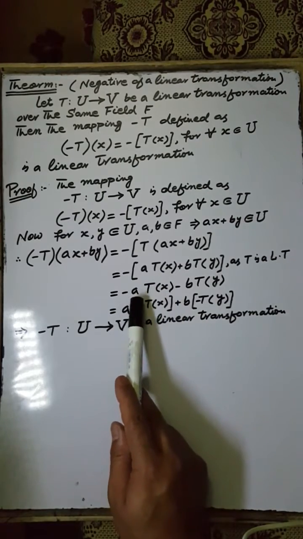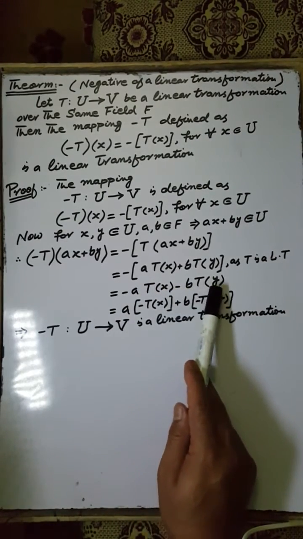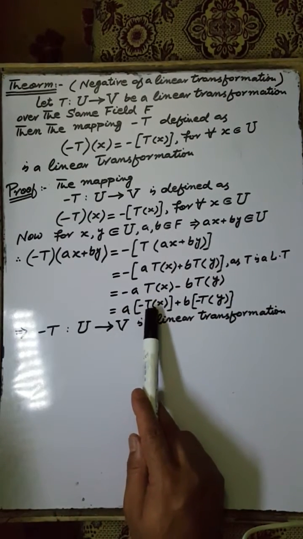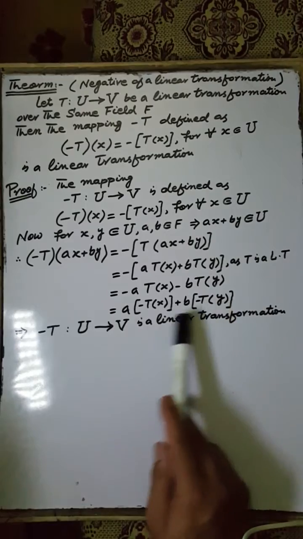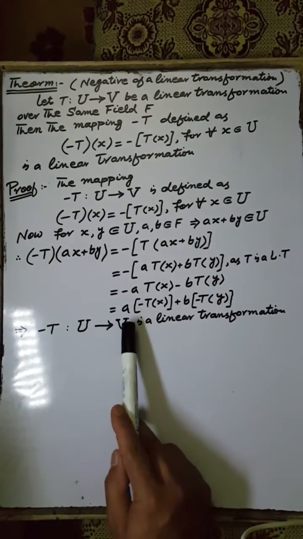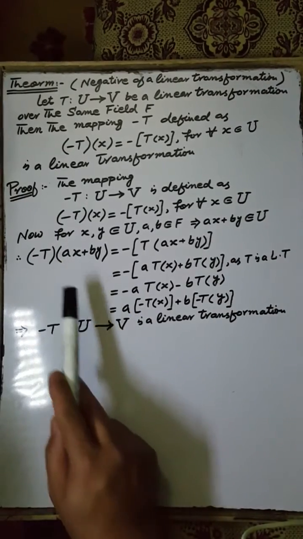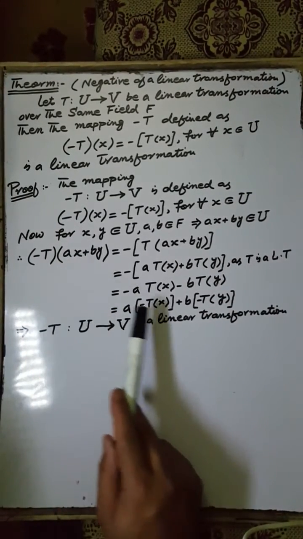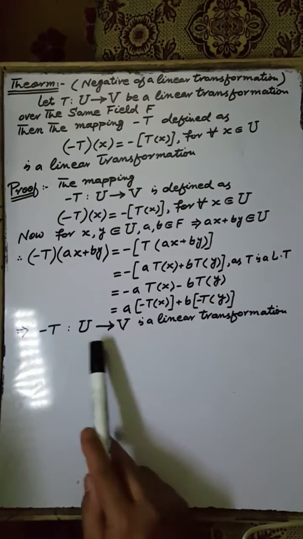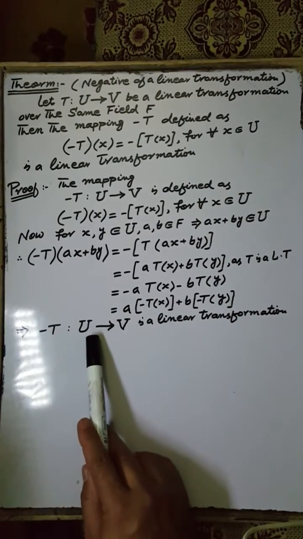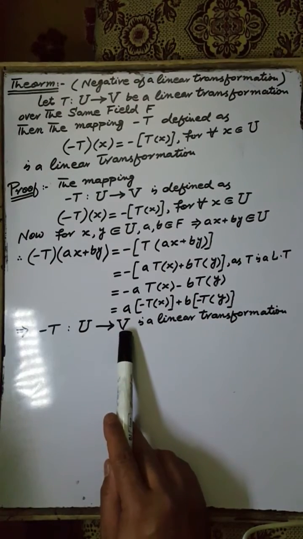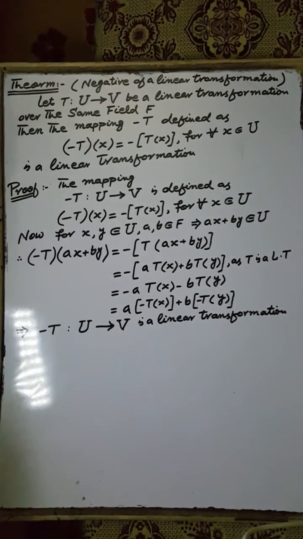terms. We have −a multiplied by Tx − b multiplied by Ty, or we can also rewrite it as a multiplied by (−Tx) plus b multiplied by (−Ty). That is, (−T)(ax + by) is equal to a multiplied by (−T)x plus b multiplied by (−T)y. That is, −T is a linear operator from the vector space U to the vector space V over the same field F.